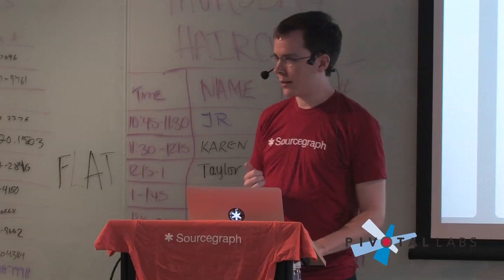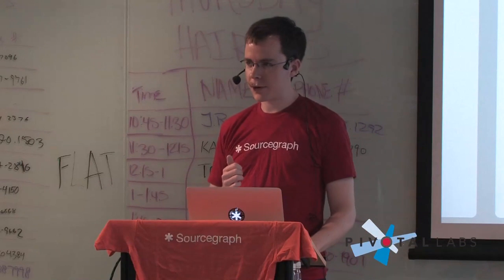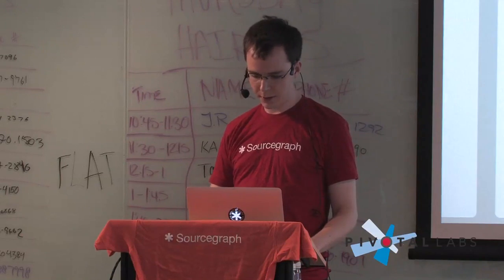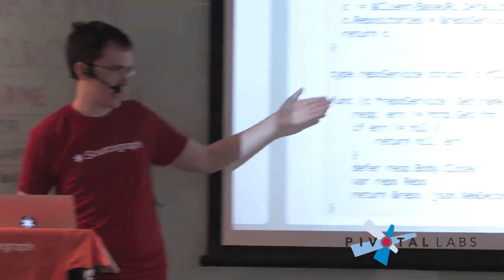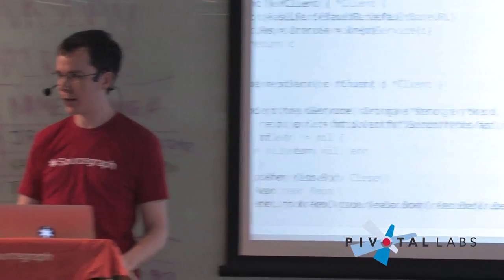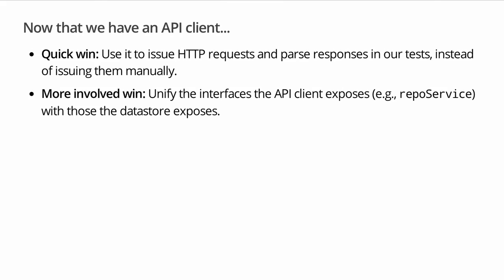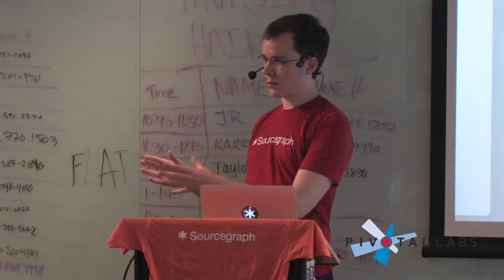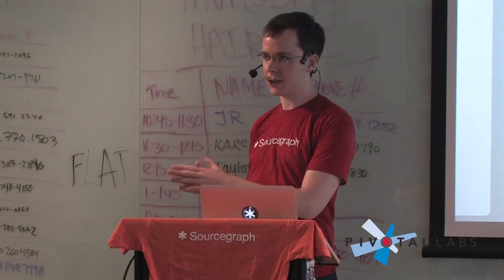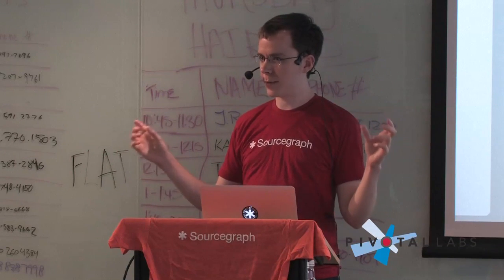A more involved win that this gives us is it gives us the opportunity to take the interfaces that this API client implements. For example, the repository service with Get, List, Search, all the actions we'd want to take on repositories. And not just for repositories, but for all the other nouns in our system too. So that is an interface. We also have this data store that does the same exact actions on the same exact nouns, but instead of issuing an HTTP request, it issues SQL. And it turns out that the data store and the API client both implement the same interface.